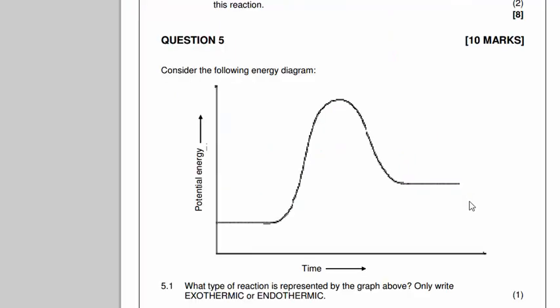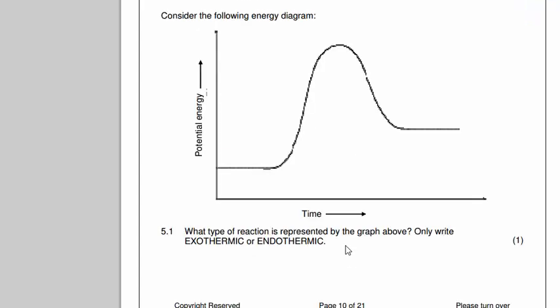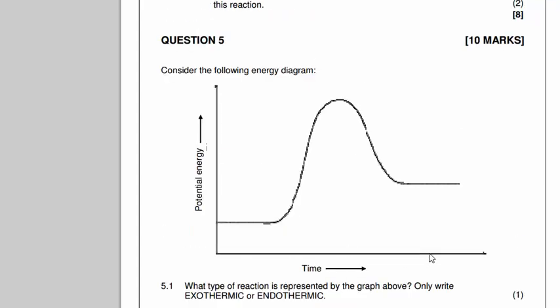So if we look at the exam question, question 5 in the exam was related to what we spoke of just now. Okay. So you'll notice here, this is the potential energy on the vertical axis, and time on the horizontal axis. And first of all, just looking at that energy diagram, what type of reaction is that? Endothermic or exothermic?